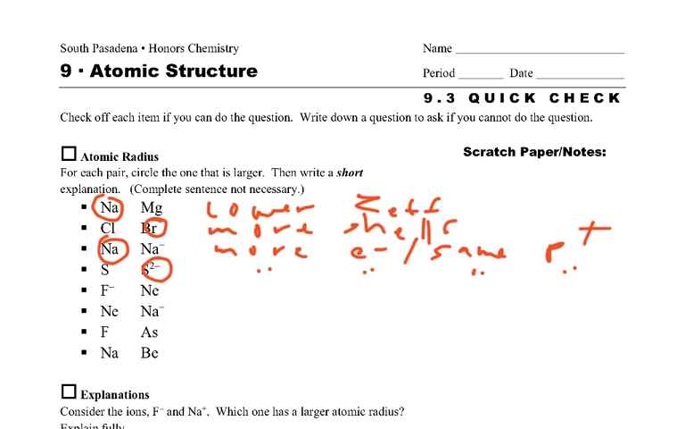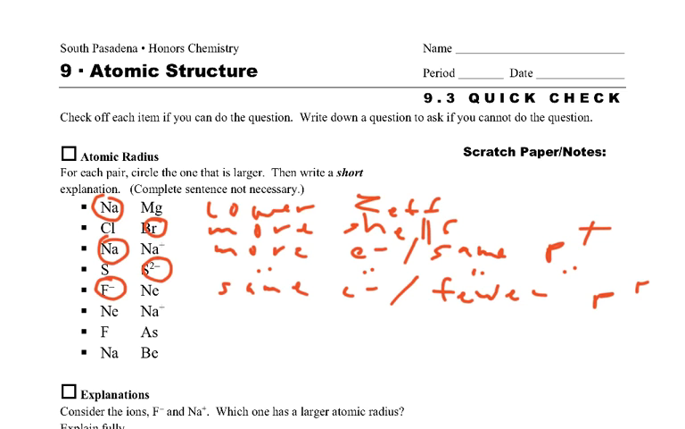Okay, F minus and neon. At first glance that seems kind of random, but if you think about it a little bit, they both have the same number of electrons. But fluorine is larger because it has fewer protons. With fewer protons, they're not going to pull in on that cloud of electrons quite as much. It'll be a little bit larger.